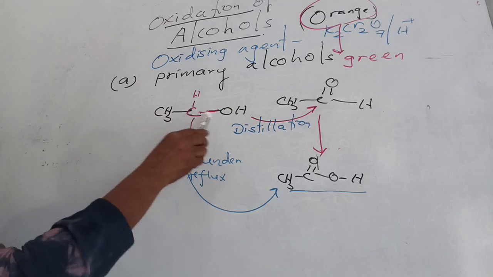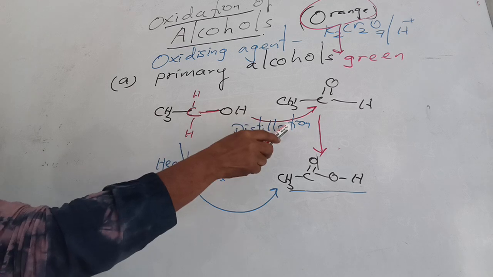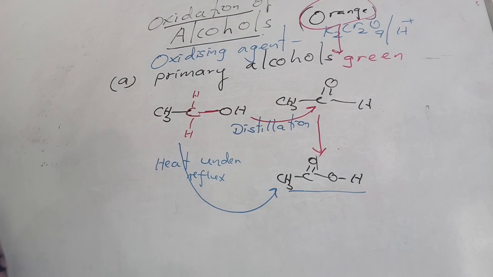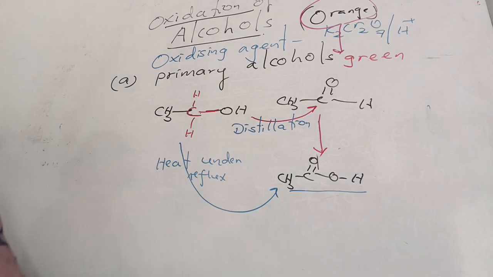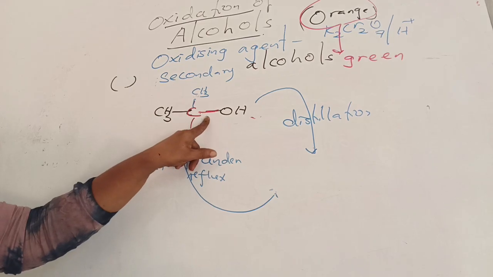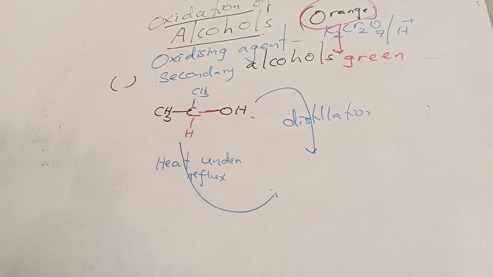Whether it is distillation or heat under reflux, it doesn't matter. You would notice the color change from orange to green. So this is the oxidation of primary alcohols. We are moving on to see how the oxidation happens with the secondary alcohol. In the oxidation of the secondary alcohol, the carbon attached to the OH group is attached to only one hydrogen. I have taken an example.